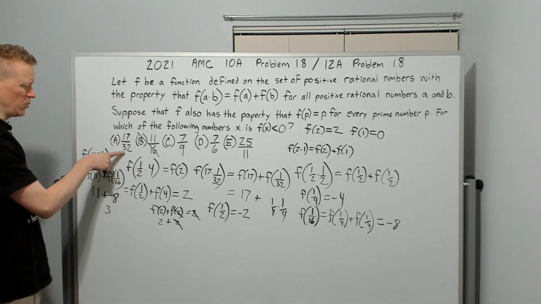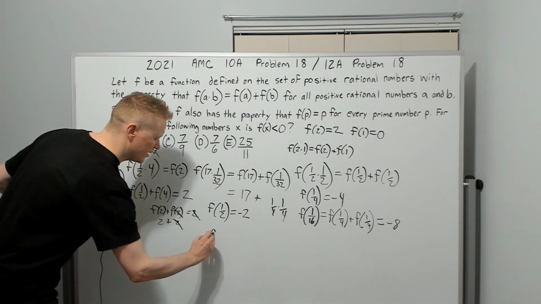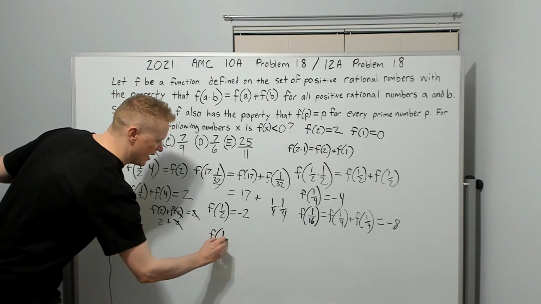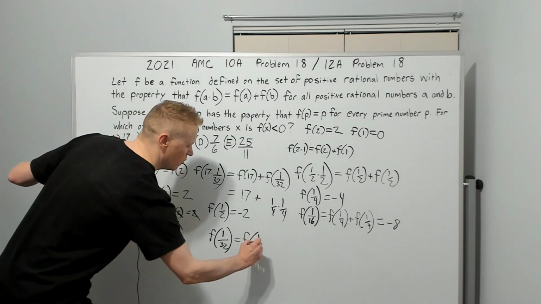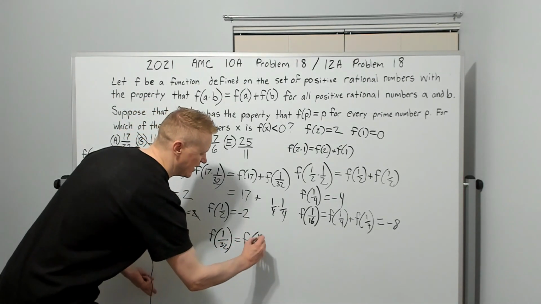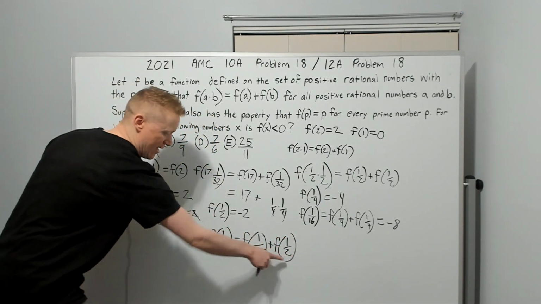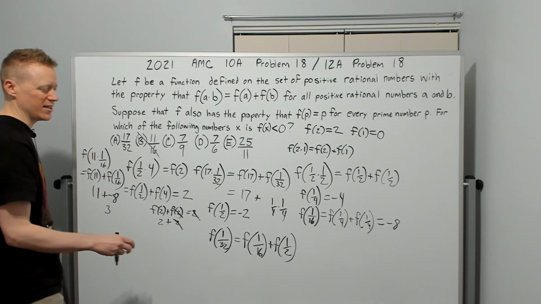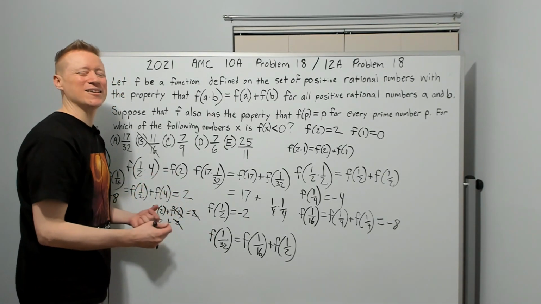How about we do it one more time? If I want the 1 over 32, you can actually see that f of 1 over 32 would be f of 1 over 16 plus f of 1/2, because 1/2 times 1/16 is 1 over 32. We can kind of start doing it mentally now. We're getting used to it. We're getting acclimated to the problem.